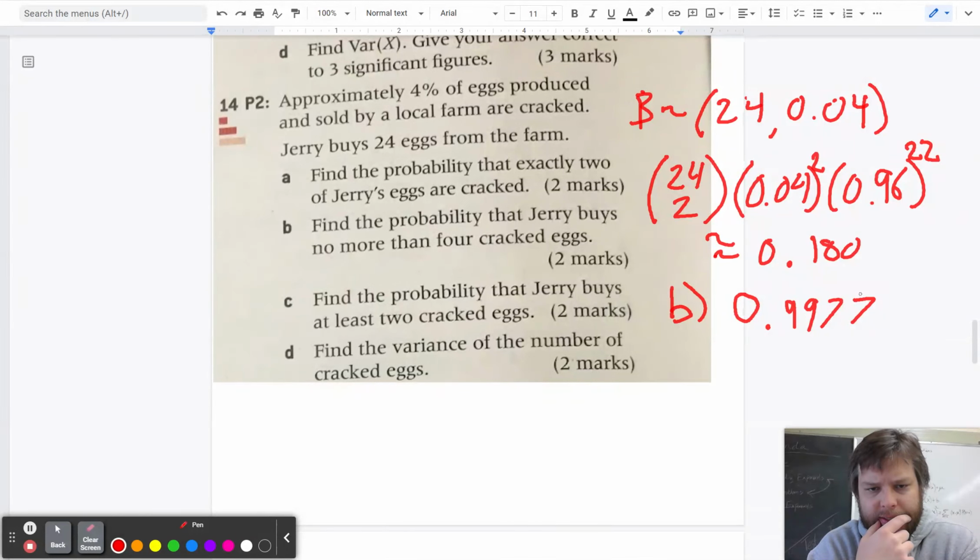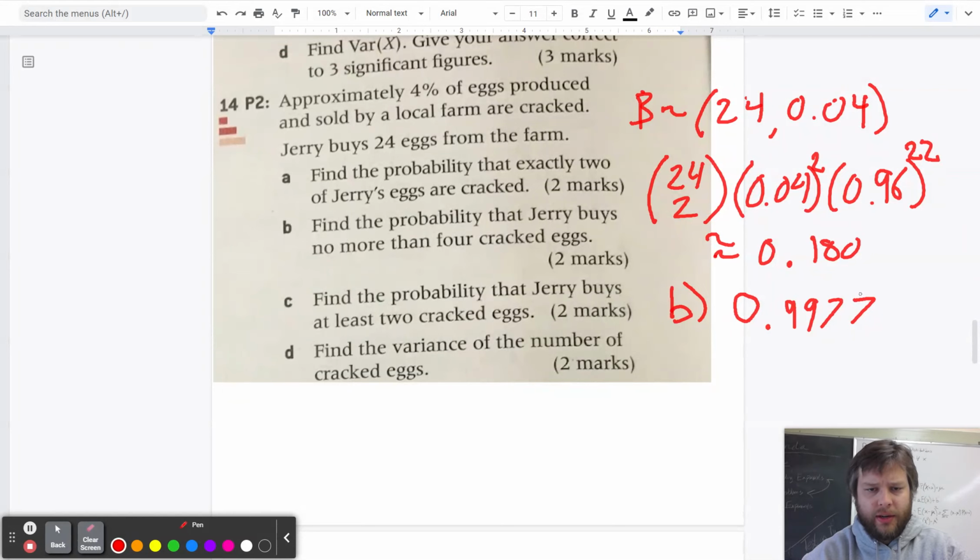Yeah, that makes sense. So the probability of there being no more than 4 cracked eggs comes out to be such a high number because you're adding them all up. Does that work out? Yeah, no, that works out. I just second guessed it because it's such a high number, but that is the idea.